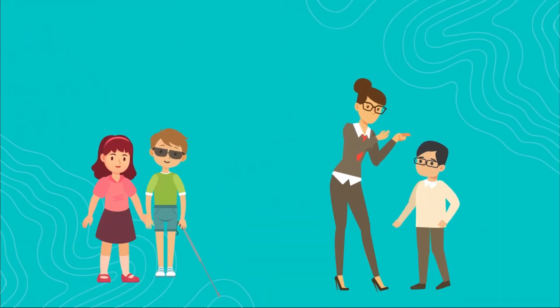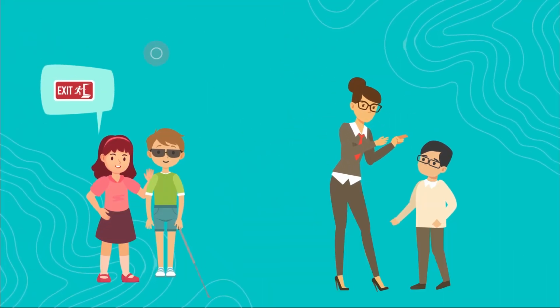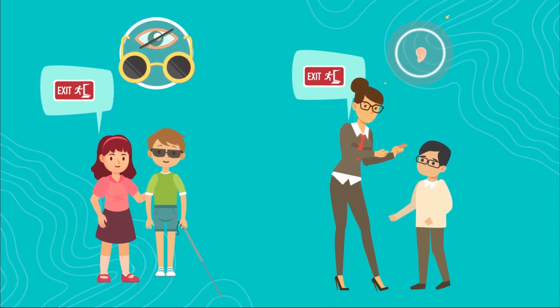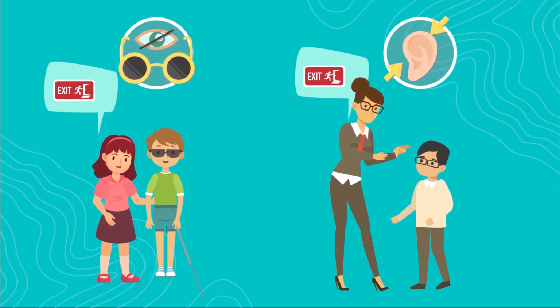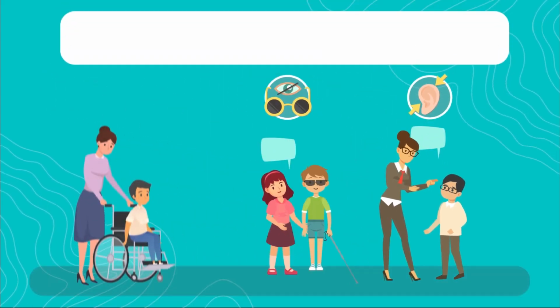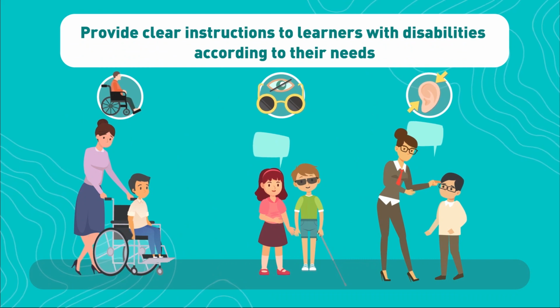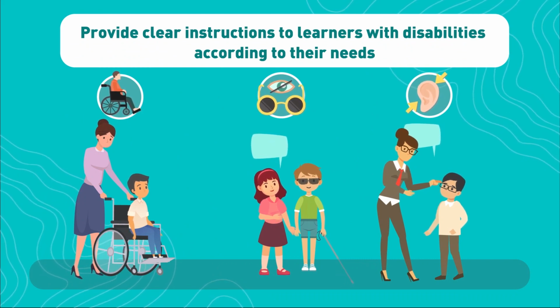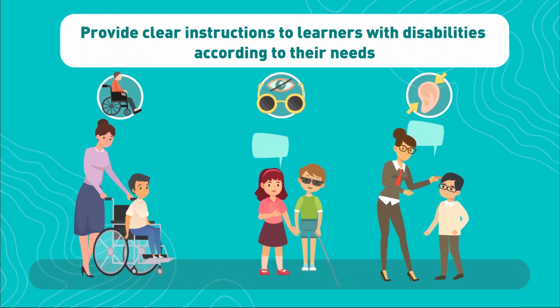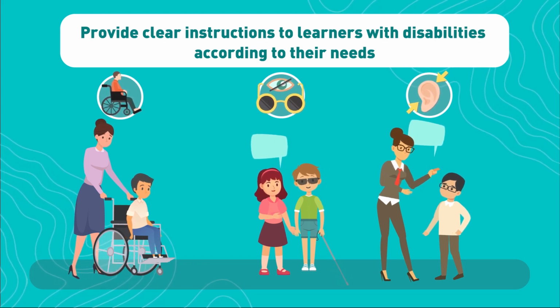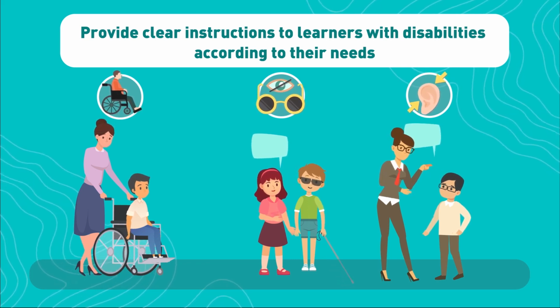For example, provide clear instruction using your voice for learners with visual impairment, or using clear writing or sign language for learners with hearing impairment. Provide clear instructions to learners with disabilities according to their needs. By having clear instructions, learners with disabilities will be able to understand what they should do during the evacuation process.